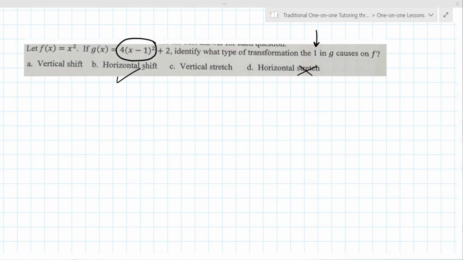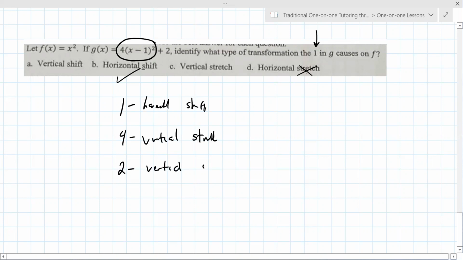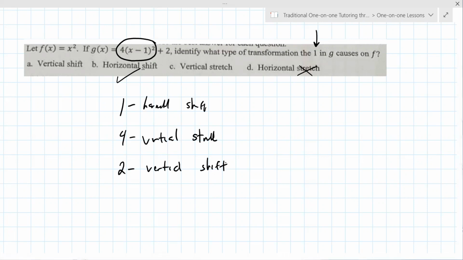Any question? Because it's a 1, and not a fraction, it's going to be a shift. So I'll just label each of these. The 1 is a horizontal shift. The 4 is a vertical stretch. And the 2 is a vertical shift. Oh, okay. I got you.